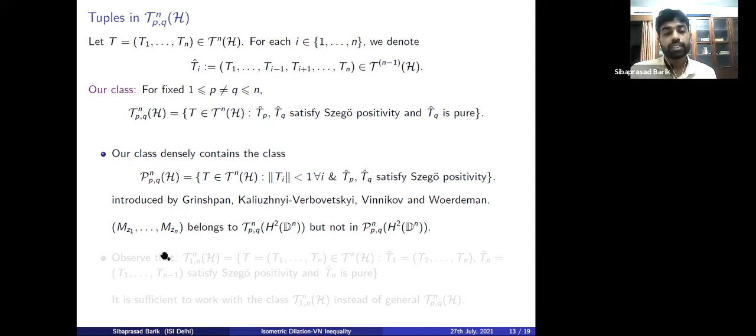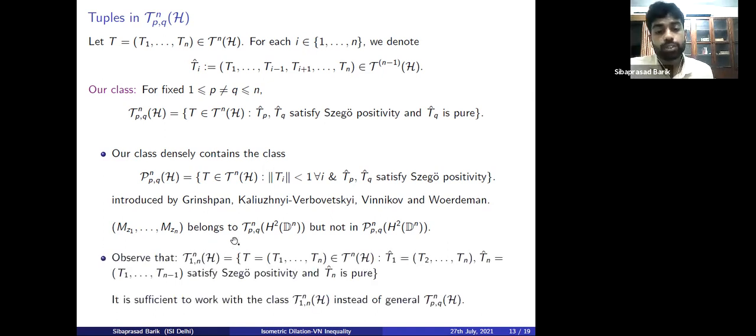One example is that if we consider an n-tuple of adjoints of shifts on some Hardy space, then the tuple belongs to our class but not to the class of Vinnikov and collaborators. In this generalized class, not only do we find the isometric dilation, we find it explicitly, which has a bigger impact on the corresponding von Neumann inequality.